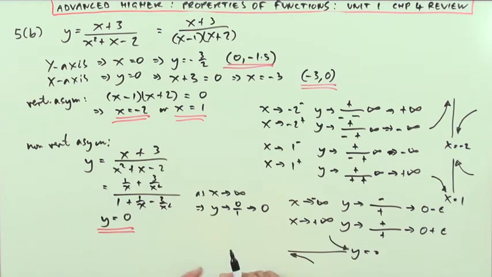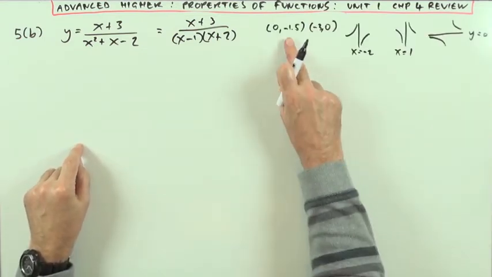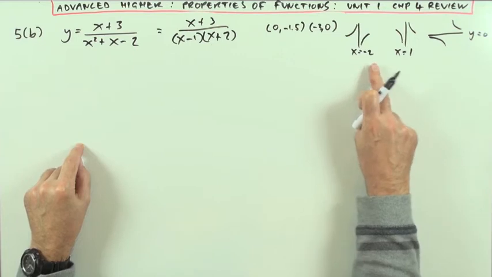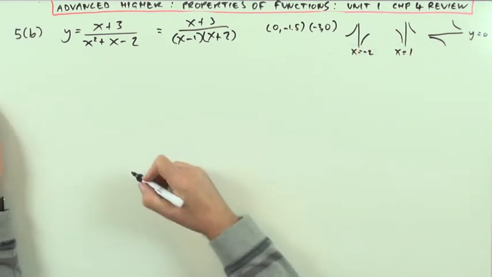Next part's going to be any stationary points. I'll need to get the derivative. So that's that information, just put up here concisely: intersection with the axis, vertical asymptotes, non-vertical asymptote, and how it approaches them. Now the derivative.